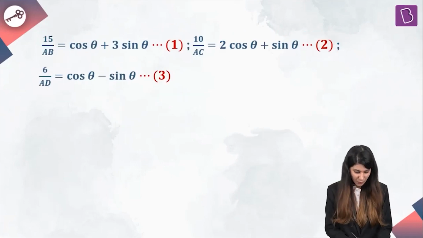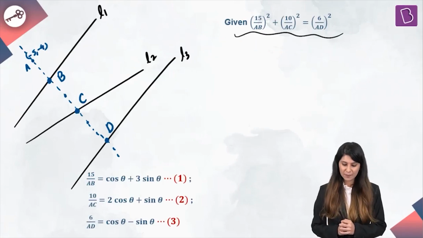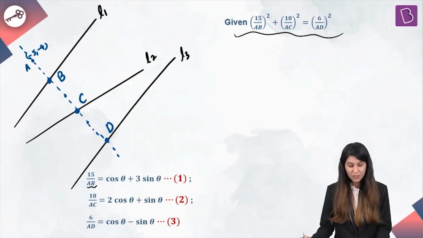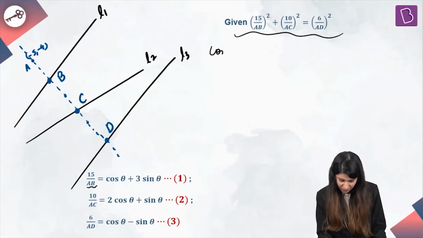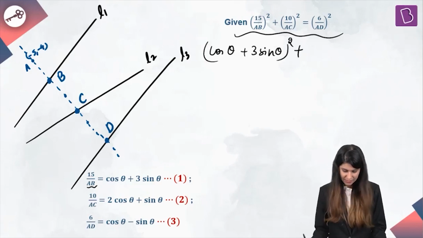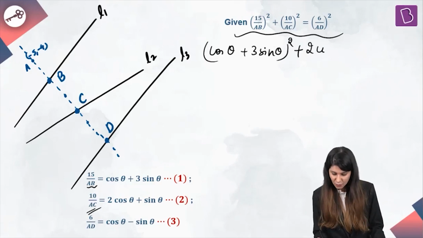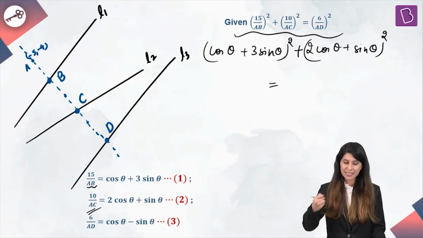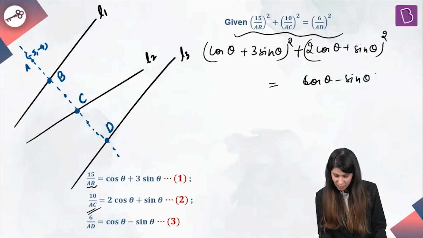And as per the question, it is given that 15 by AB whole square plus 10 by AC whole square is equals to 6 by AD whole square. So now we know the value of 15 by AB already calculated. We just need to put the value. So if I put the value, what do I get? Cos theta plus 3 sin theta whole square plus 10 by AC, already have this, 2 cos theta plus sin theta whole square. This is equals to what? 6 by AD, so 6 by AD is cos theta minus sin theta whole square.